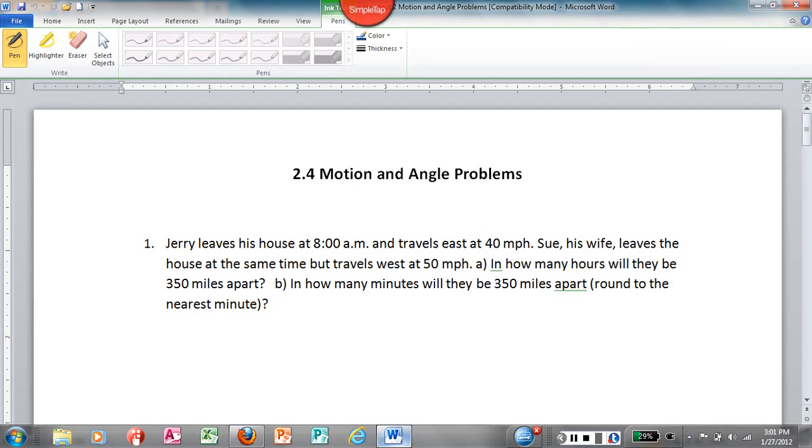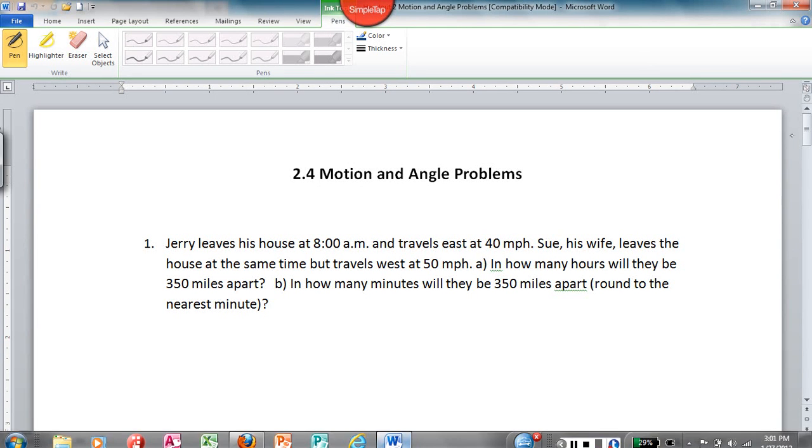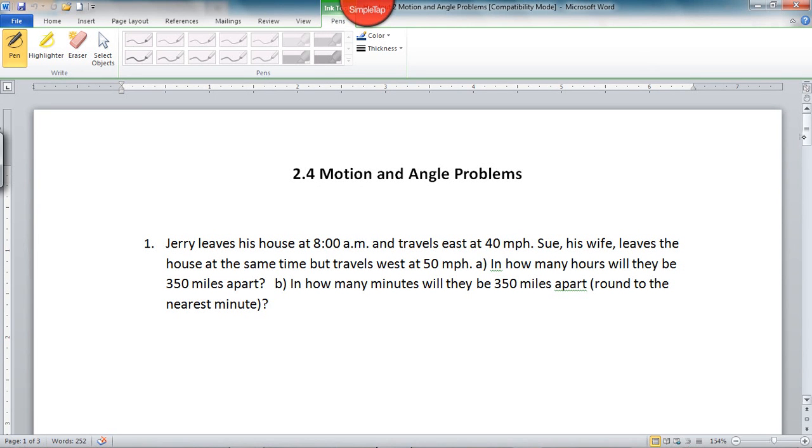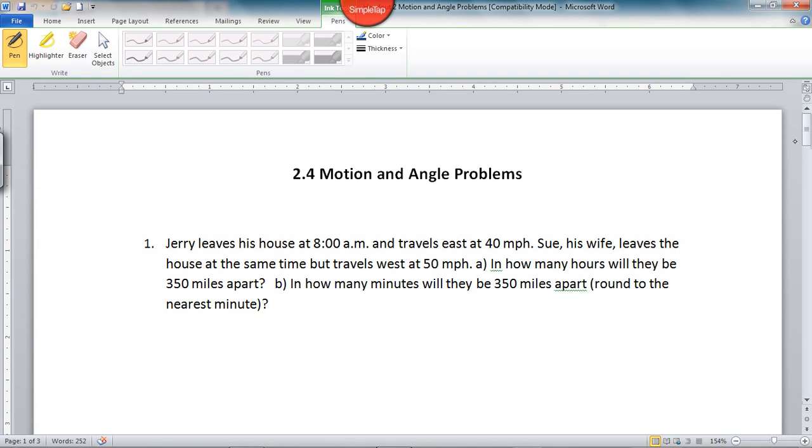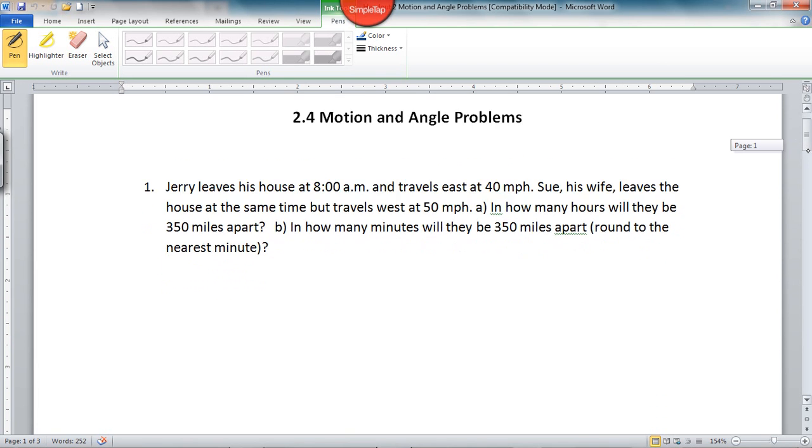This is the section 2.4 lecture, and in this lecture we'll be talking about some motion and angle problems. I do have a worksheet that I've prepared here that we can work through together. So if you want to go and print that out, find that on your course website.